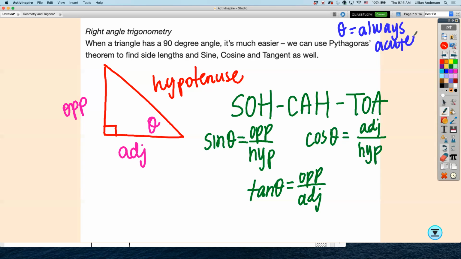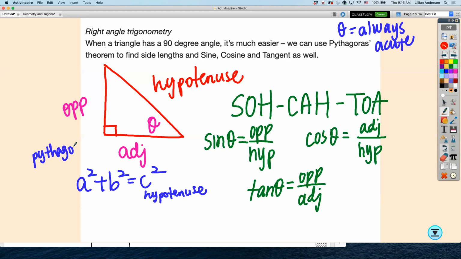What is Pythagorean theorem? A squared plus B squared equals C squared. And C represents your what? Hypotenuse. Always. When did you use Pythagorean theorem? Find side lengths, when you know two of them. Exactly. You use Pythagorean theorem when you knew two side lengths and you were looking for a third. You would use SOHCAHTOA if you knew either two side lengths and you were looking for an angle, or if you knew an angle and a side length and you were looking for another side length.